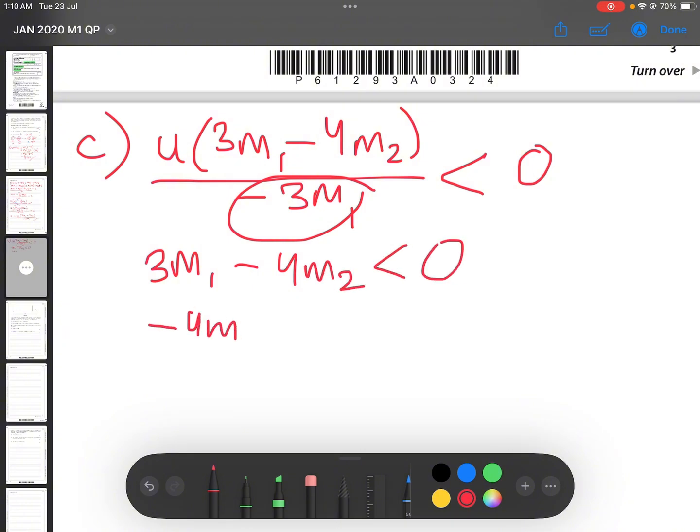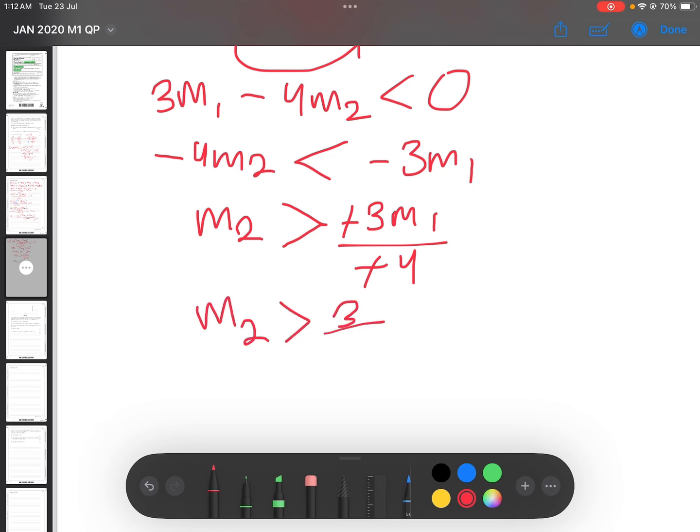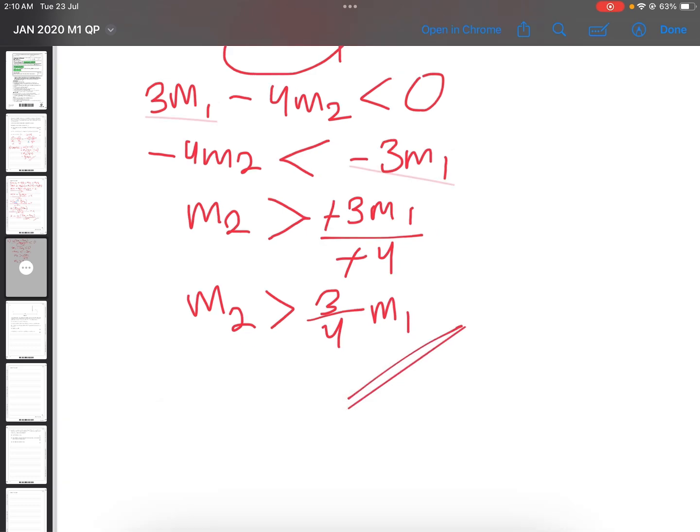Minus 4m2 less than, I'm going to move 3m1 to the right hand side, it's going to become negative 3m1. And then I'm going to move minus 4 to the right hand side. Remember always that whenever you are dividing or multiplying by a negative number, the sign is supposed to change. So the sign is going to become like this, minus 3m1 upon minus 4. The negative sign is going to get cancelled and we get our answer 3/4 m1. And that's it. Now moving on to question 2.